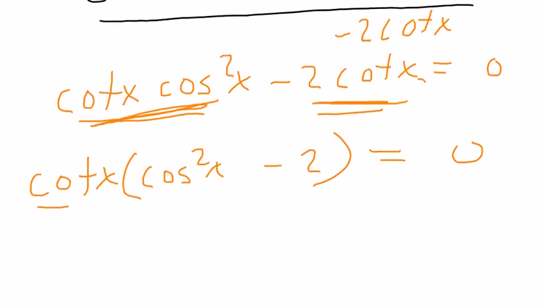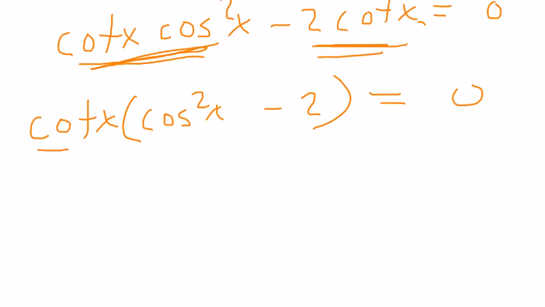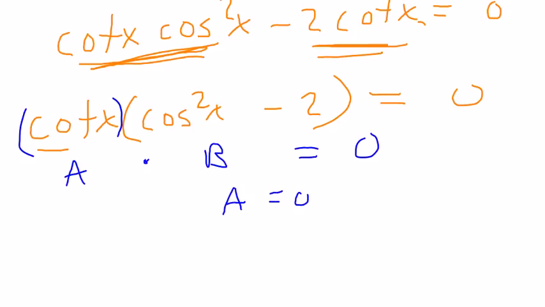So now what I can do is set each of these equal to 0, because this is going to be something like, call this A, call this B. Whenever you have A times B equals 0, that means either A equals 0 or B equals 0. That's the only way that you can get A times B equal to 0. They could both be 0, but at least one of them has to be 0.